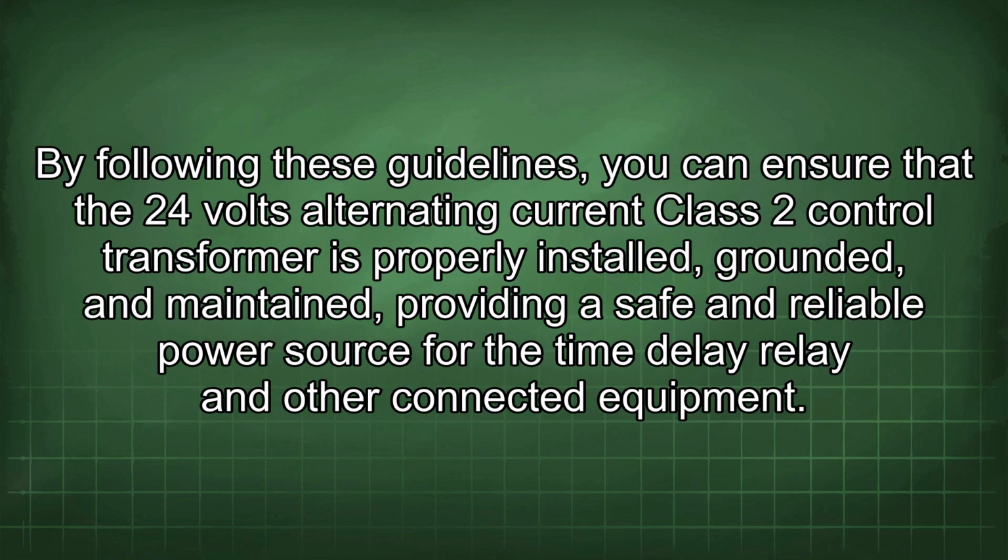By following these guidelines, you can ensure that the 24 volts alternating current Class 2 control transformer is properly installed, grounded, and maintained, providing a safe and reliable power source for the time delay relay and other connected equipment.